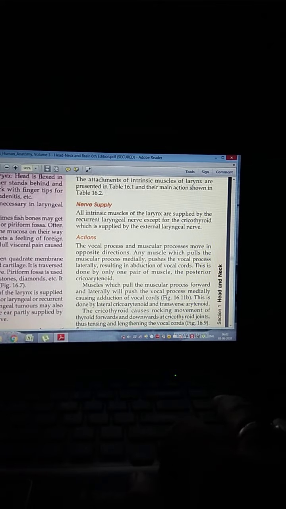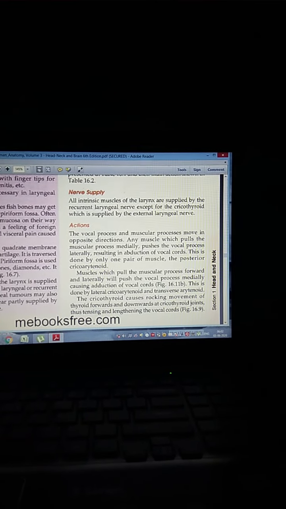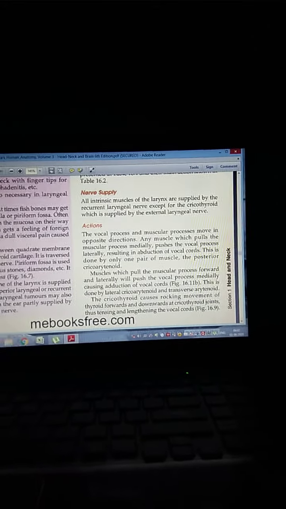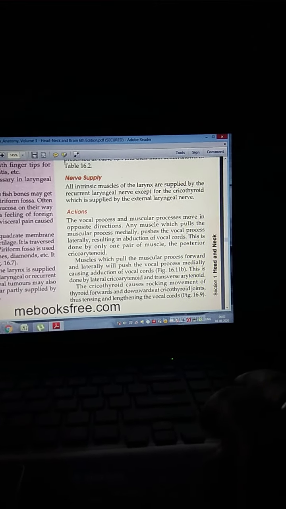Now, intrinsic muscles of the larynx. The attachments of the intrinsic muscles of the larynx are presented in table number 16.1, and another section is 16.2. Nerve supply: all intrinsic muscles of the larynx are supplied by the recurrent laryngeal nerve except for the cricothyroid, which is supplied by the external laryngeal nerve.